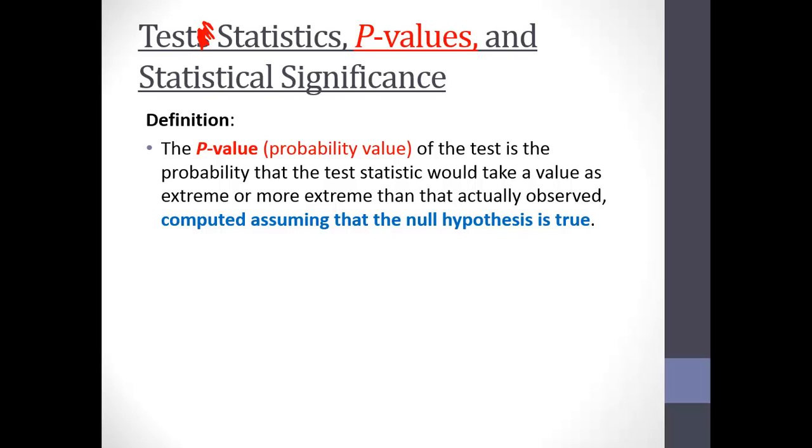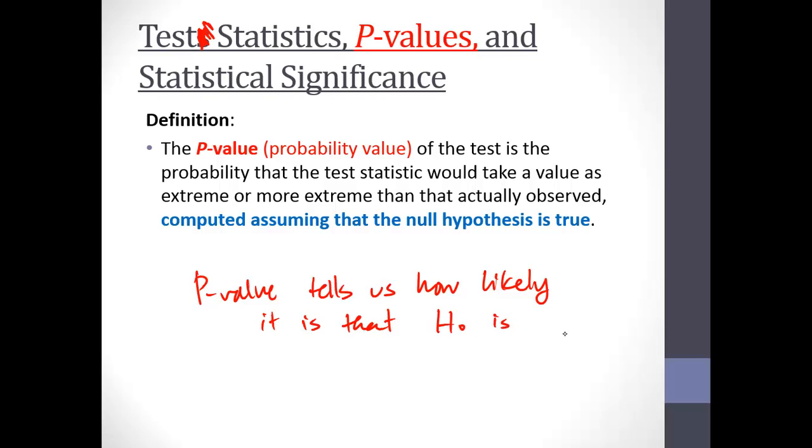So, the p-value. This is kind of a weird thing, but I guarantee you that you will see a p-value some other time in your life, so this is relevant stuff. The p-value, which stands for probability value of the test, is the probability that the test statistic would take a value that's as extreme or more extreme than what we actually observed, computed assuming the null hypothesis is true. You can think of the p-value as a probability that tells us how likely it is that the null hypothesis is true. The formal definition is there, but what you need to have in your head is that it's telling me how likely it is that my null hypothesis is true.